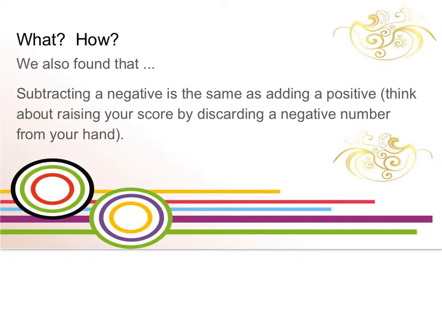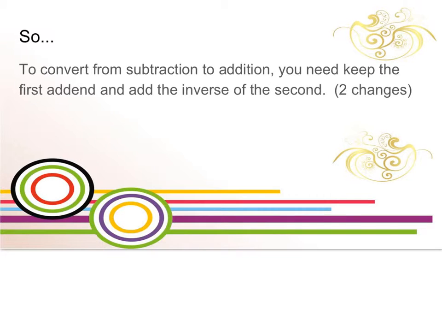We also found out using the integer game that subtracting a negative is the same as adding a positive. So I want you to think about when you had cards in your hand and we raised your score by discarding the negative numbers. That's the same as adding a positive. So to convert from subtraction to addition, we need to keep the first addend and add the inverse of the second. Remember, there are two changes.